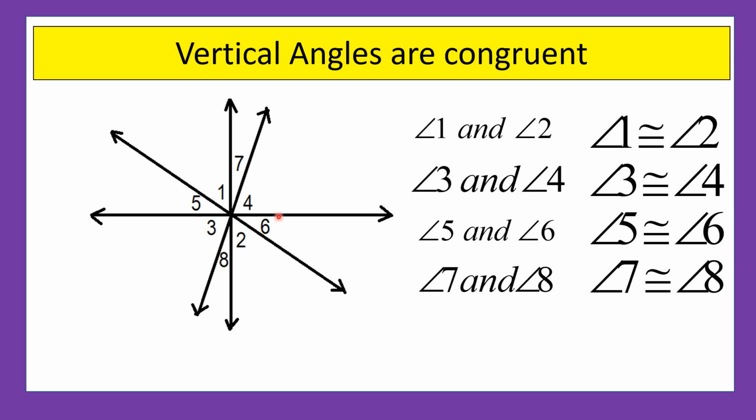We have angle 5 and angle 6 are also vertical angles. Therefore, angle 5 is congruent to angle 6. We have 7 and 8 are vertical angles. Therefore, angle 7 is congruent to angle 8.